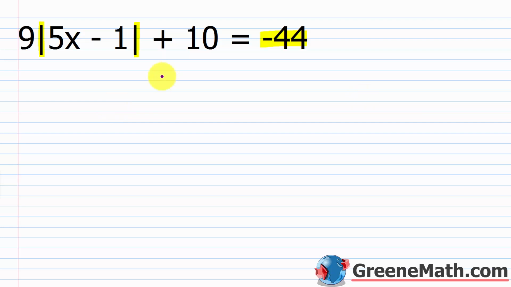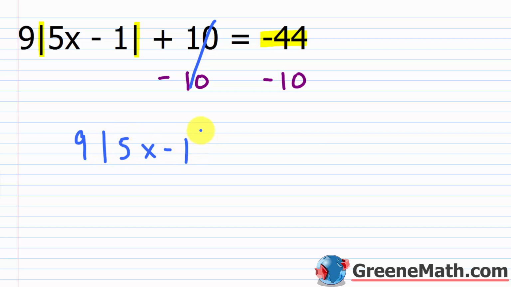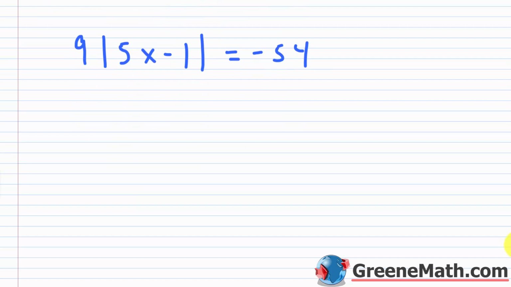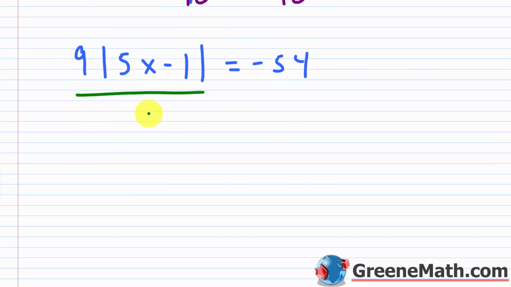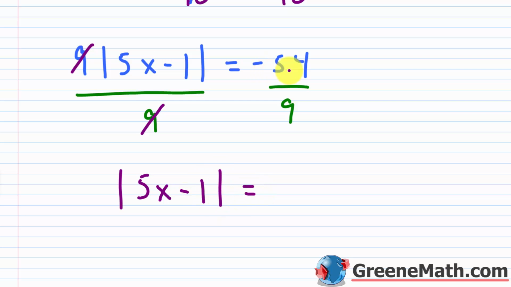So I'm going to start by just subtracting 10 away from each side of the equation. And we'll cancel this. We'll have 9 times the absolute value of 5x minus 1. And this is going to be equal to -44 minus 10 is -54. So at this point, you pretty much know it's going to be no solution. But let's continue. Let's go ahead and divide both sides by 9. And of course, this will cancel. We'll have the absolute value of 5x minus 1 is equal to -54 over positive 9 is -6.